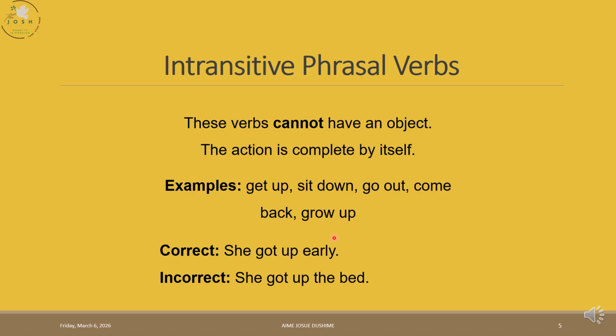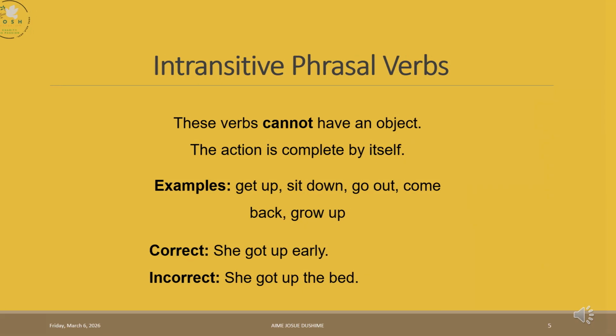I can say, for example, she got up early, but I can never say she got up the bed. No. Why? Because got up is an intransitive phrasal verb. I don't need an object here. She got up the bed becomes very wrong because you are adding an object to an intransitive phrasal verb, which is very wrong.